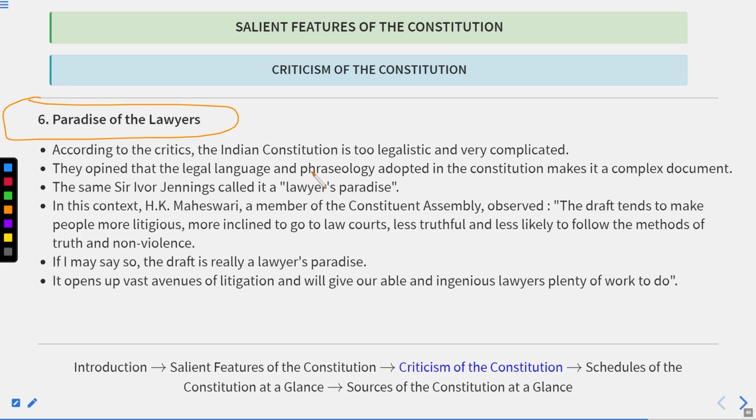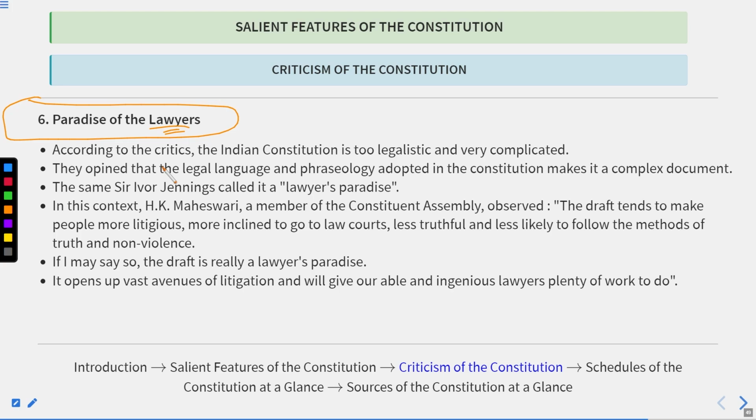According to the critics, the constitution is too legalistic and very complicated. Why? Because the makers were generally the lawyers. They opined that the legal language and phraseology adopted in the constitution makes it a complex document. The same Sir Ivor Jennings called it a lawyer's paradise.